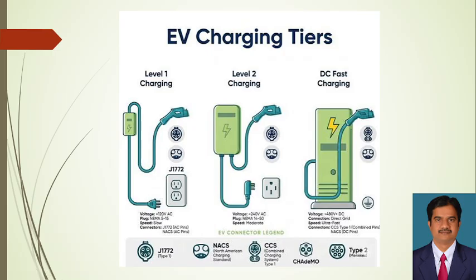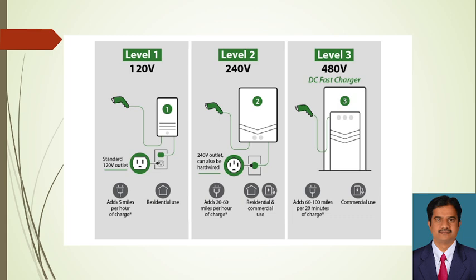For level 1, there are different connectors. Level 2 charging also uses different connectors. For DC fast charging also, there are different connectors used. The same connector cannot be used for all three charging levels. Standardly, we use level 1 at 120 volts, level 2 at 240 volts, and level 3 at 480 volts DC fast charger.